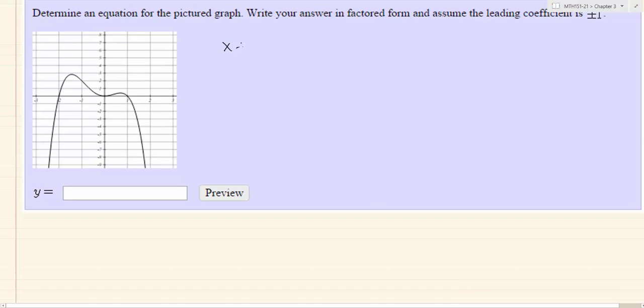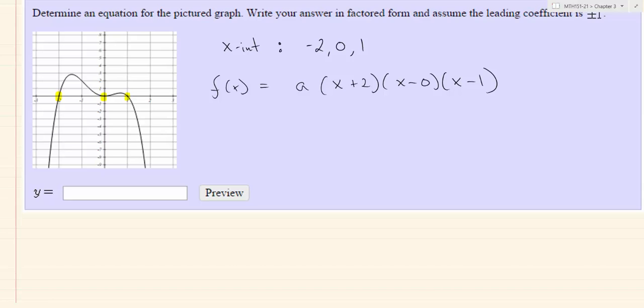First thing, x-intercepts, negative 2, 0, and 1. And then you take that information and you interpret it as x plus 2, x minus 0, x minus 1. The second layer is multiplicity. So go through each x-intercept and determine its multiplicity. So for the negative 2, looking at the graph, and your focus is on this guy right here. For the negative 2, what is that multiplicity? Probably a 1, right? So we're gonna put a 1 right here.